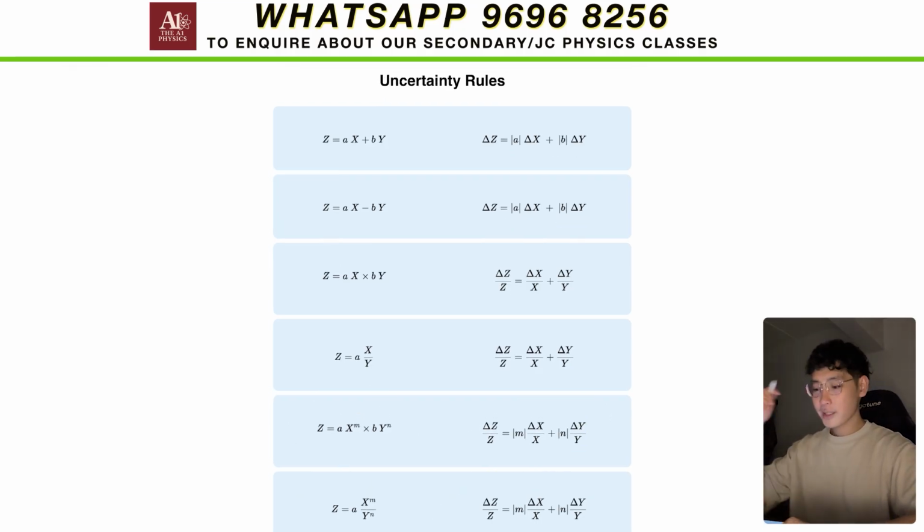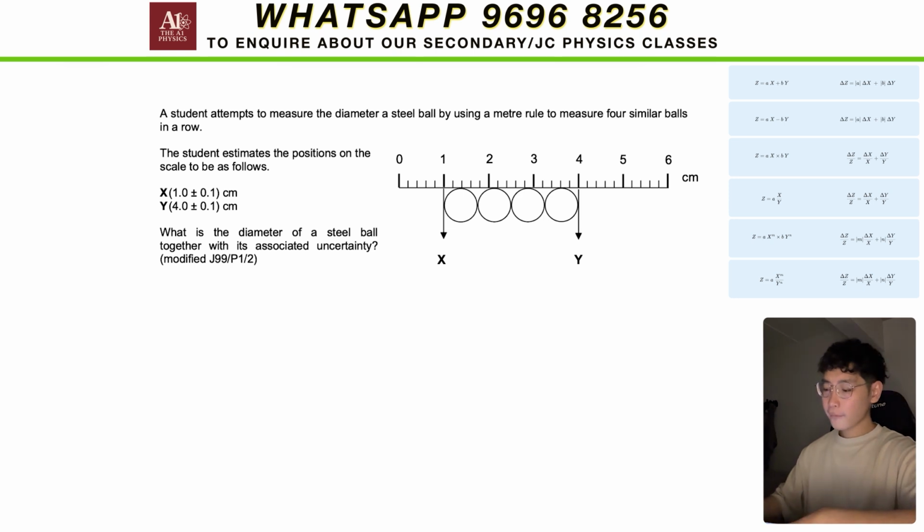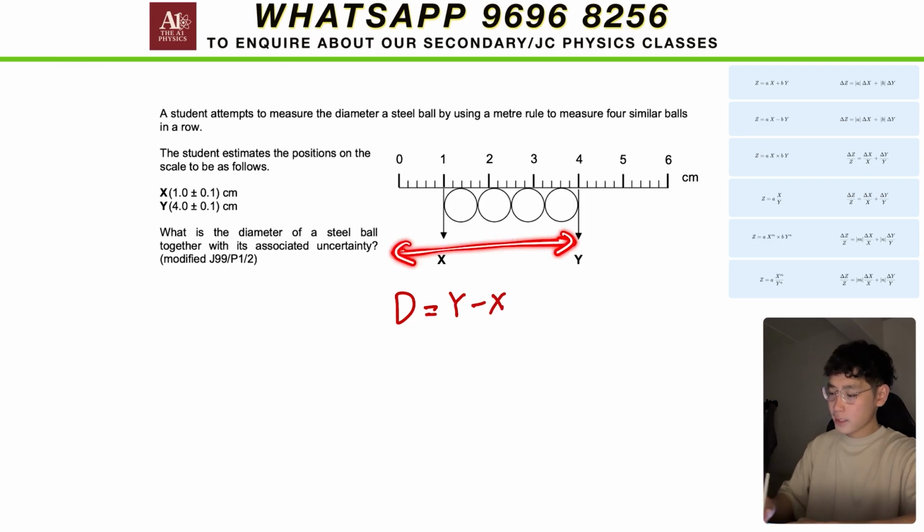So now let's try some exercises on uncertainty. Over here, we have a question on uncertainty. Feel free to pause the video and try the question yourself first. The idea over here is that we want to find the diameter of a single steel ball. Now, how do we find the diameter of 4 steel balls? Let's call the diameter of 4 steel balls d. The diameter of 4 steel balls is given by y minus x. Y minus x gives us the diameter of these 4 steel balls.